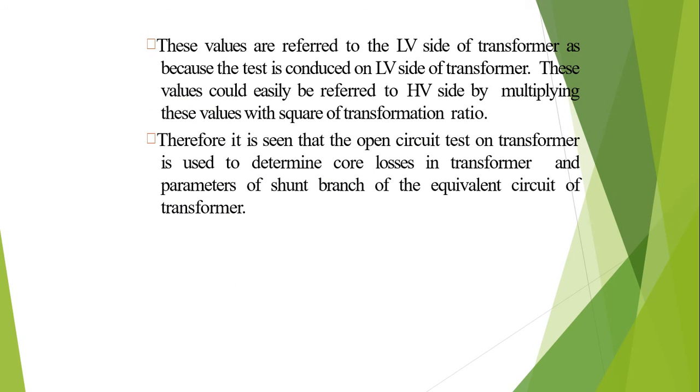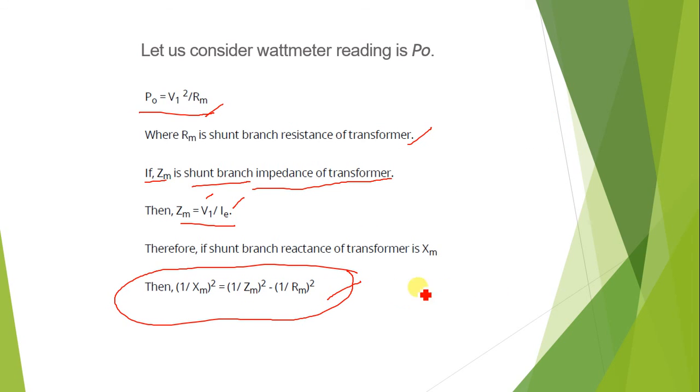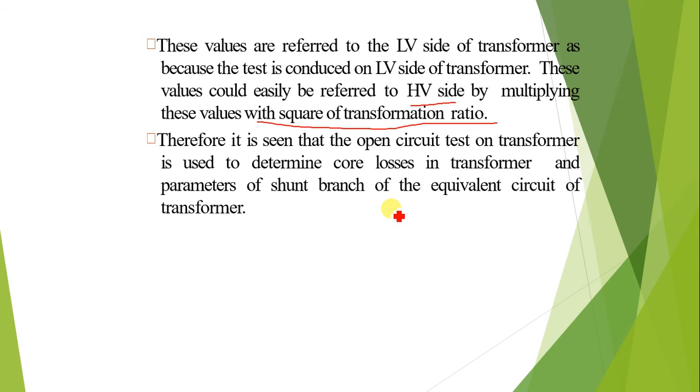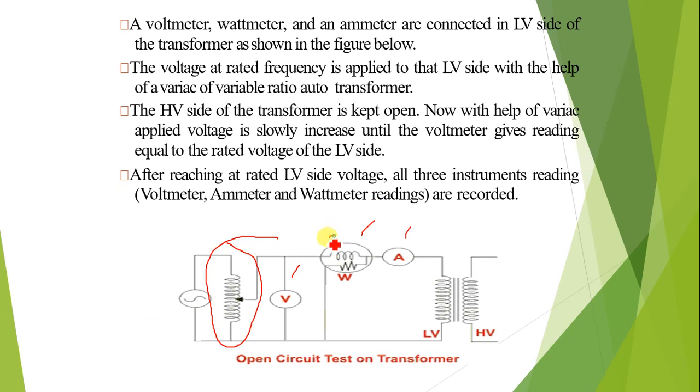Since these values refer to the low voltage side of the transformer, these values could be easily referred to the high voltage side by multiplying the values with the square of the transformer ratio. Transformer ratio is A square. In the open circuit test, we can determine the core loss. If you measure this wattmeter reading, whatever we get is the core loss.